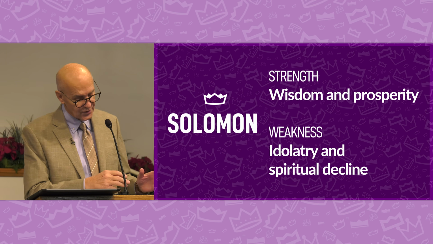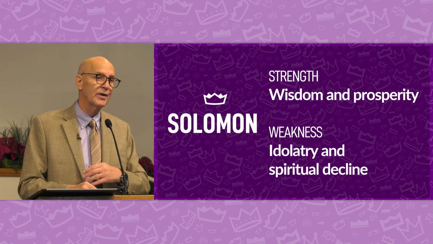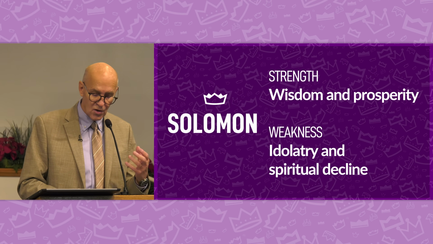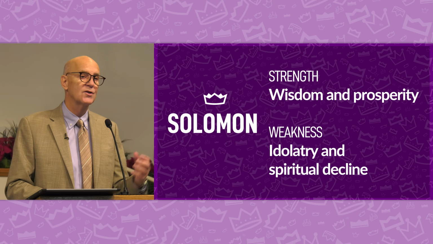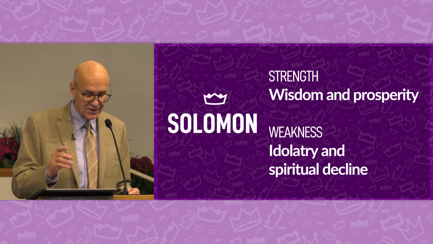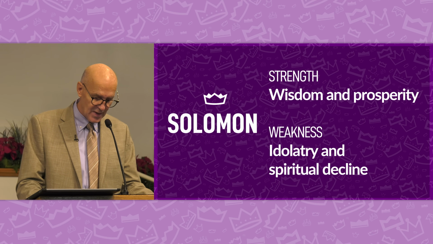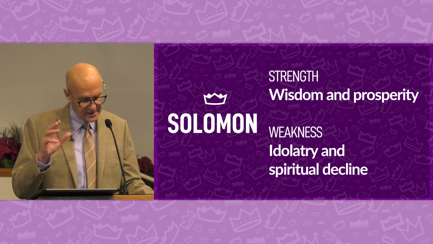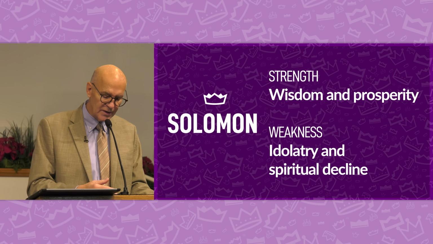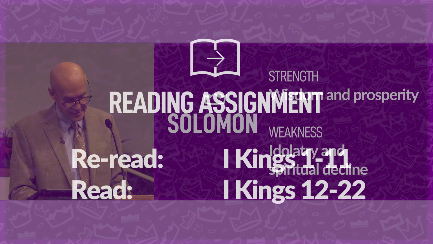As far as weaknesses are concerned, Saul's disobedience to God resulted in his complete rejection as king. David's moral failures caused family discord and internal instability. And then finally, Solomon's idolatry led to spiritual decline and ultimately divided the kingdom. And so each king displayed a key strength that benefited Israel, but also had a critical weakness that shaped the trajectory of their reigns and their nation.